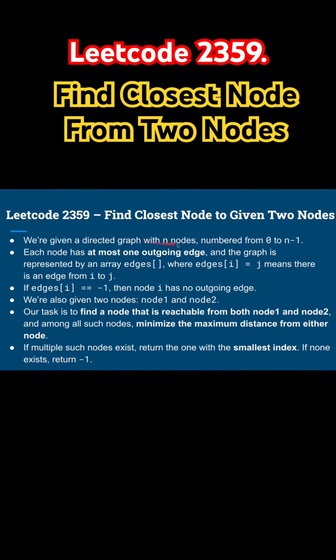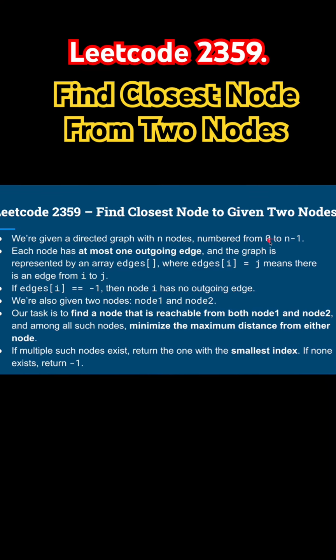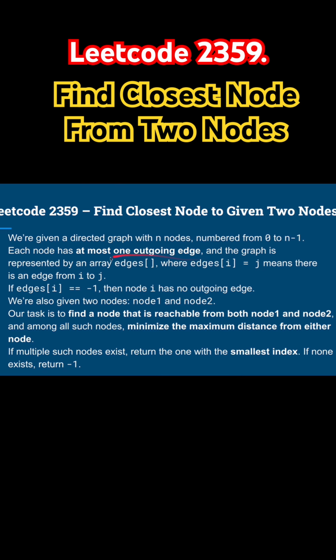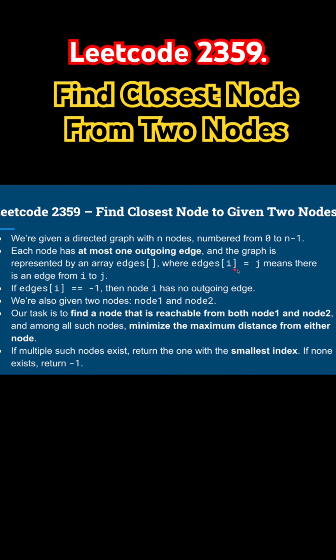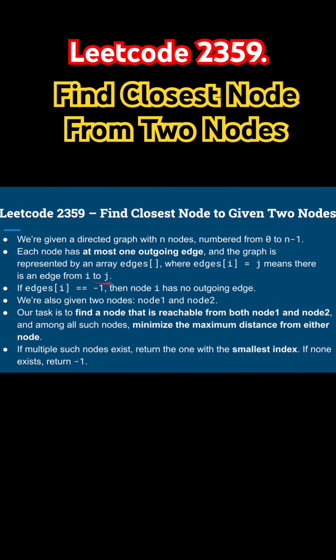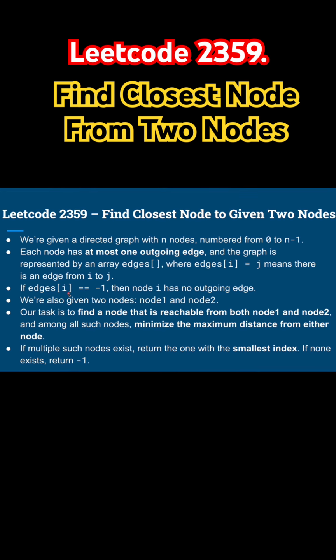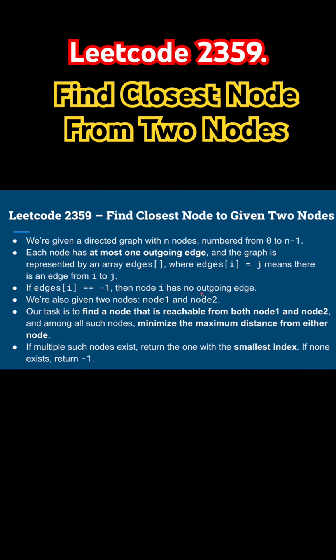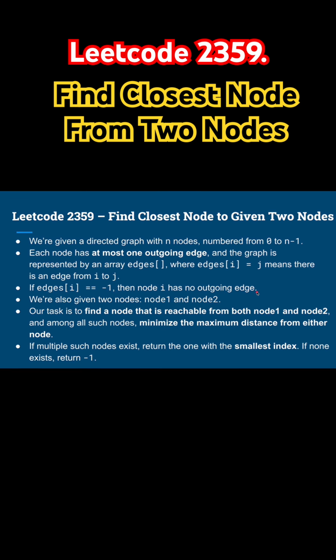We are given a directed graph with n nodes, labeled 0 to n minus 1, and each node has at most one outgoing edge. We are saying that edges at i is j. It means there is an edge from i to j. If edges at i is equal to minus 1, it means i doesn't have any outgoing edge.